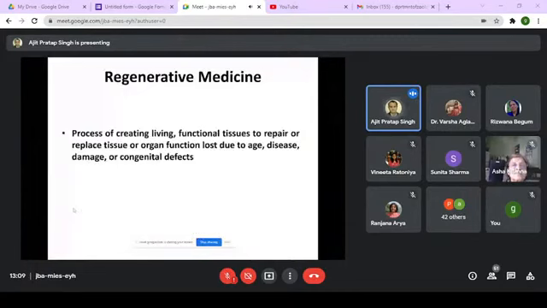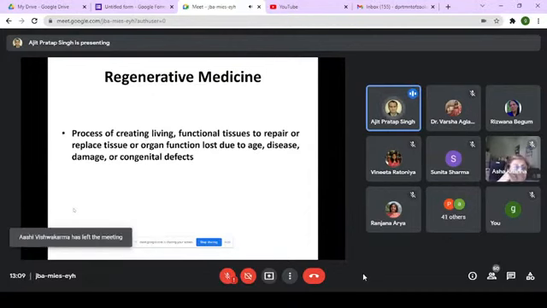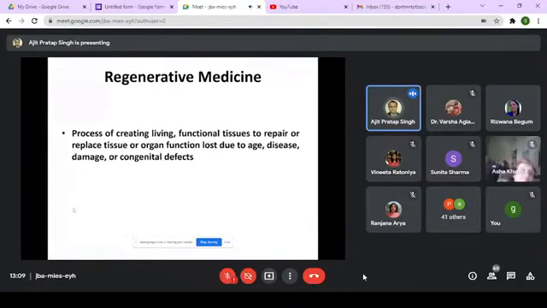First, I would like to say what regenerative medicine is. It is the process of creating living, functional tissue to repair or replace tissue or organ function lost due to age, disease, damage, or congenital defect. It means we are not going to give any drug here. We are trying to replace the whole organ or the cells which are diseased. And these stem cells cannot only be used alone. With the help of genetic engineering, we can treat genetic disorders with the help of stem cells.